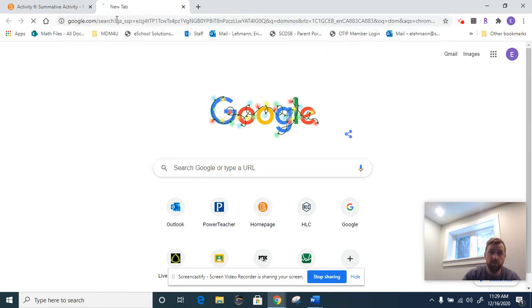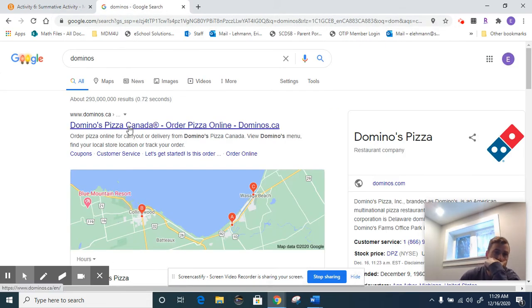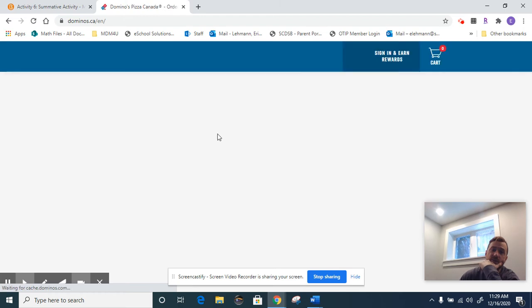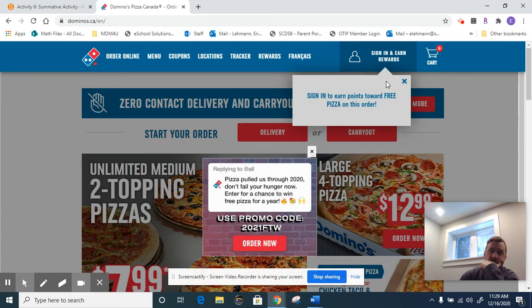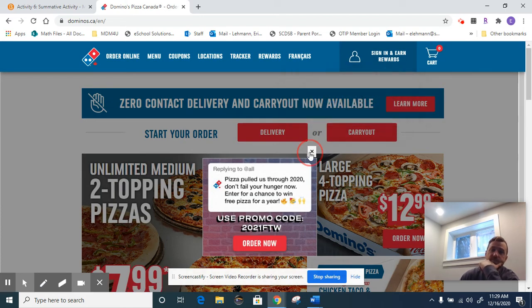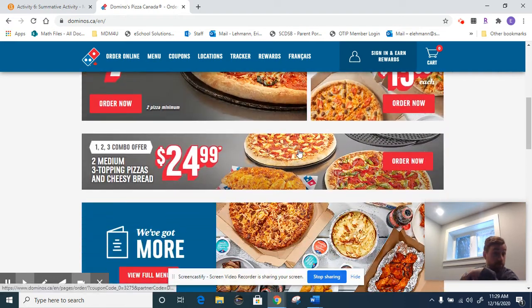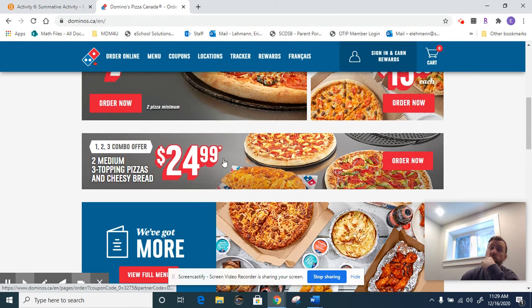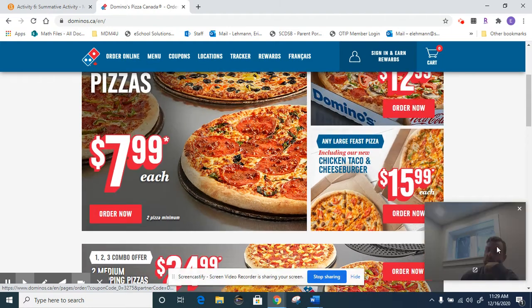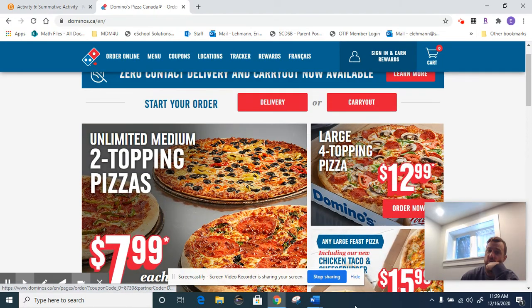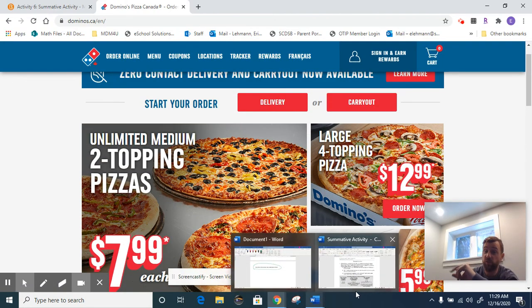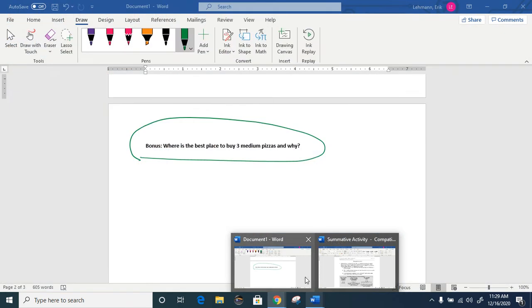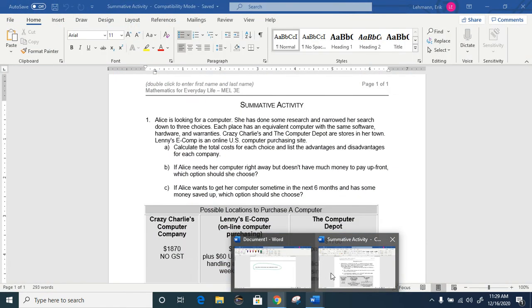Domino's Pizza, Domino's.ca. Click on Domino's.ca, have a look at their specials. I'm not going to tell you how to do this. I want you to do a comparison between 3 different pizza places and tell me where the best place to buy pizza is and why you would buy it from there. Price, quality, all those things. So that would be an extra bonus challenge for those of you looking for extra work. You don't have to do this.